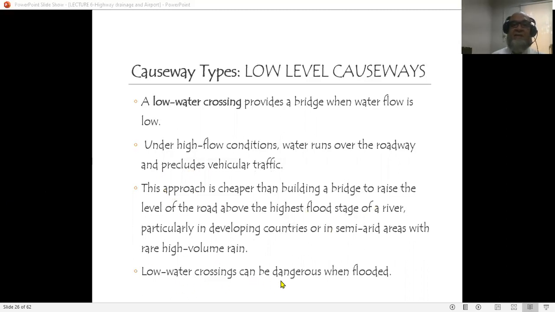Low water crossings can be dangerous when flooded. Most of the time, you must have heard the road has been blown away, it has been damaged, it has been washed away. And this is where most of the cases of low level crossways occur.